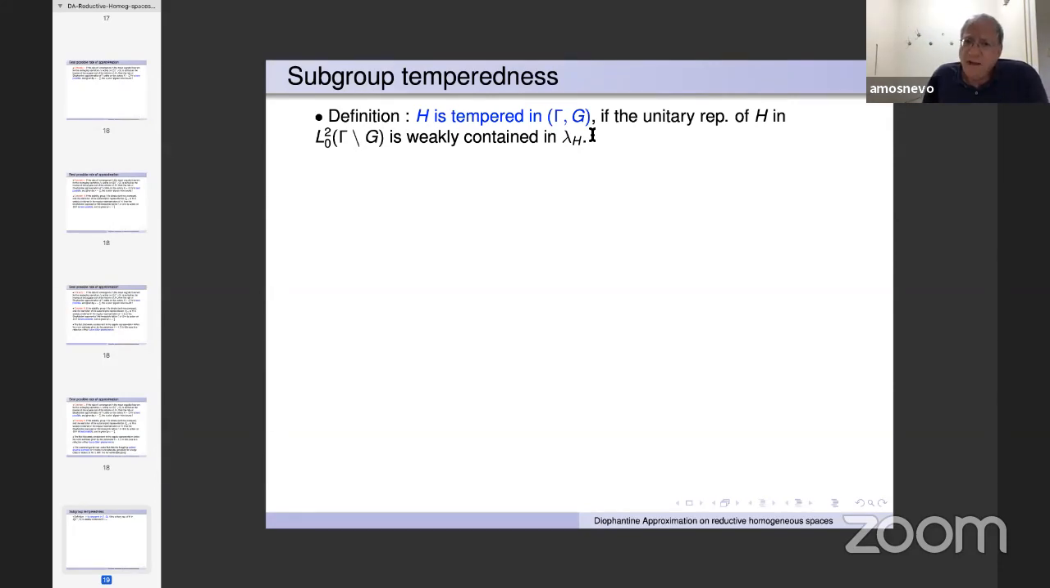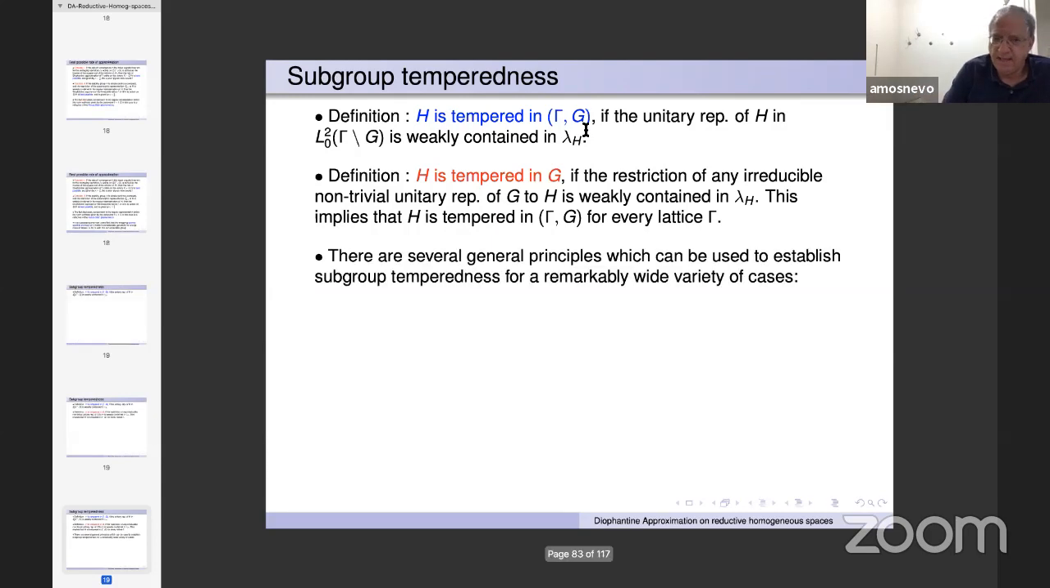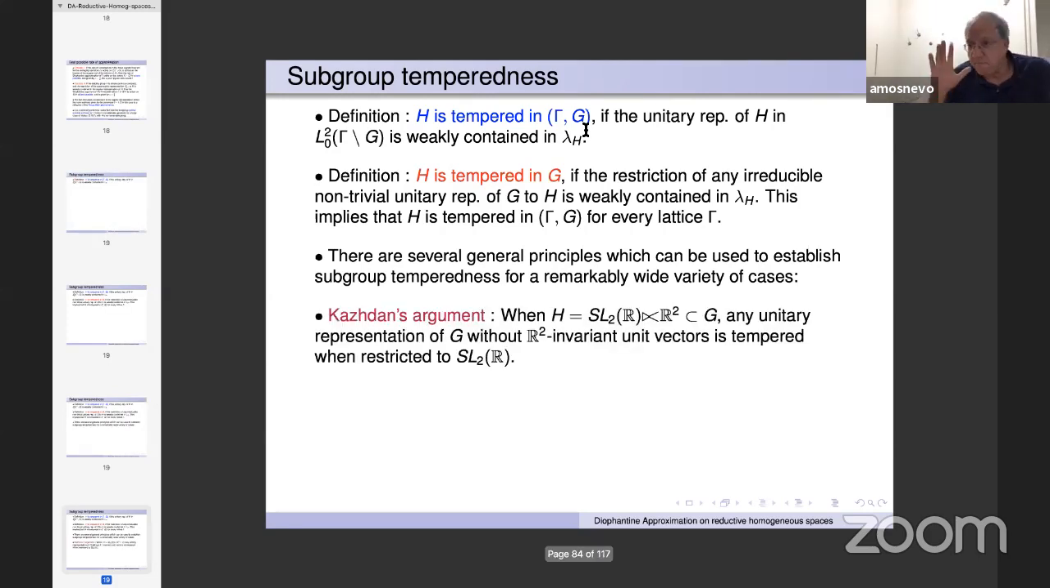And I have 3 more minutes, so let me give you a few examples. So let's define the condition: H is tempered in G mod gamma if the unitary representation of H in L2(G mod gamma) is weakly contained in the regular representation of H. And let's define the condition: H is tempered in G if the restriction of any irreducible non-trivial unitary representation of G to H is weakly contained in the regular representation of H. This implies, of course, that H is tempered in G mod gamma for every lattice gamma. And there are several general principles which can be used to establish subgroup temperedness for a remarkably wide variety of cases. The granddaddy of all of these arguments is Kazhdan's argument.